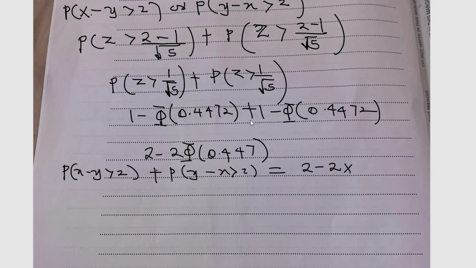That gives us 0.6725 multiplied by 2. So that will be 2 minus 1.345. That gives us 0.655. That's the probability. Okay, let's move to the next one.